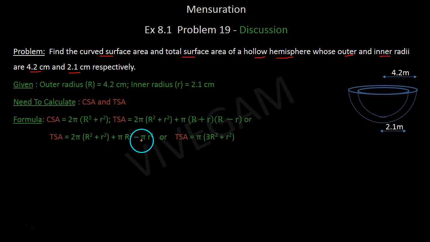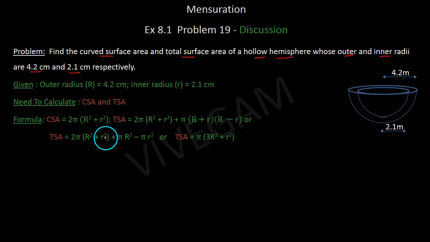So this, when you use the formula a square minus b square, take pi commonly out, you will get pi into R plus r into R minus r. So this is one way of getting the answer. This is another way, and if you expand this, you will get 2 pi R square. This is another pi capital R square. So this and this will add, so you will get 3 pi R square.